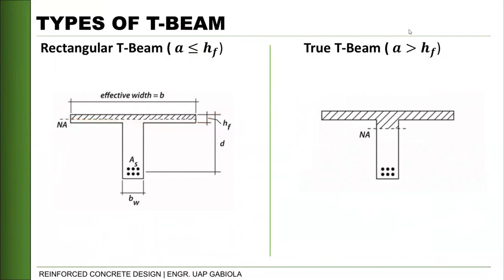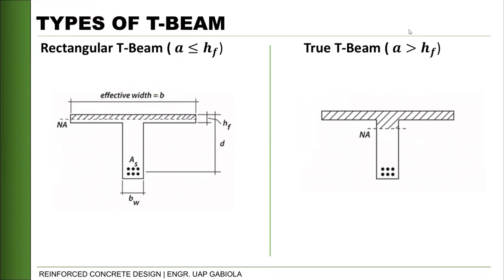Pag within daw siya nung height ng flange natin, nung slab natin, ang condition is nag-exhibit ng same performance yung T-beam natin as a rectangular beam lang. Considering na ang width natin is yung BF natin. So, kapag nag-fall siya under rectangular T-beam, same analysis lang siya nung beam natin using BF as our b dun sa mga formulas na previously discussed natin dun sa beam topic natin last time.